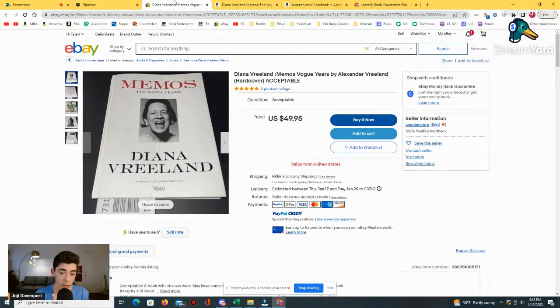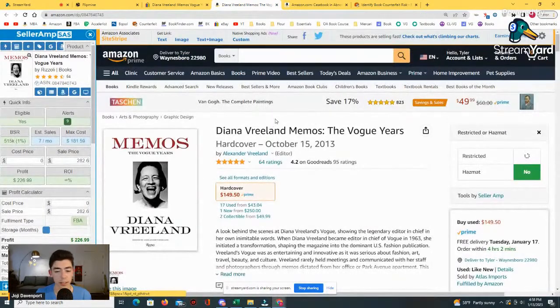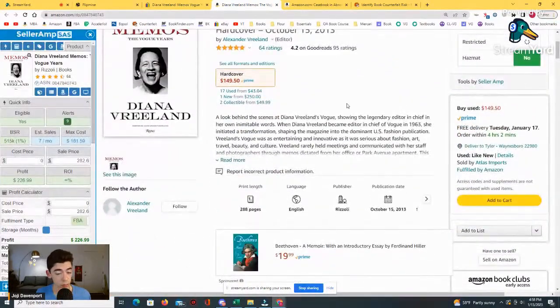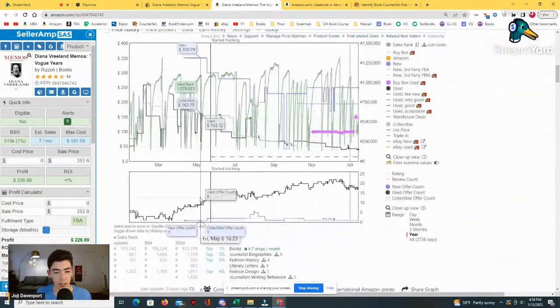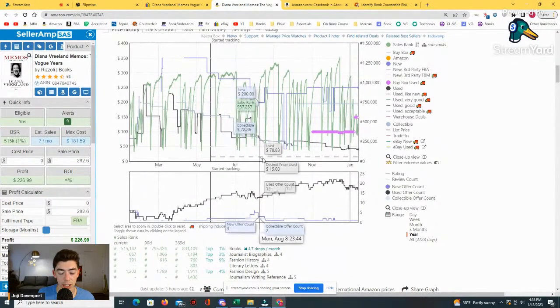So here's a book, $49.95, free shipping. Let's take a look over here on Amazon. Looks like the buy box is $150, which is pretty crazy, even though the lowest used price is $43. So let's see if that buy box price is reasonable. Now, I'm actually tracking this book. You can see this dashed line here at the bottom of the chart. I'm actually tracking this for $15.